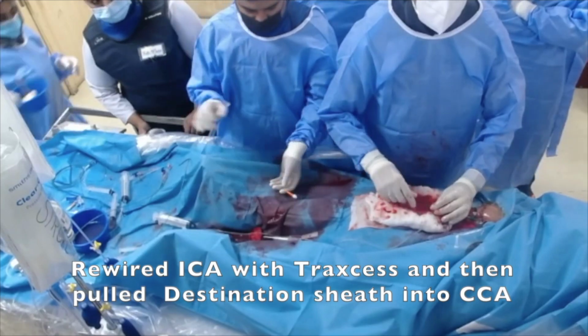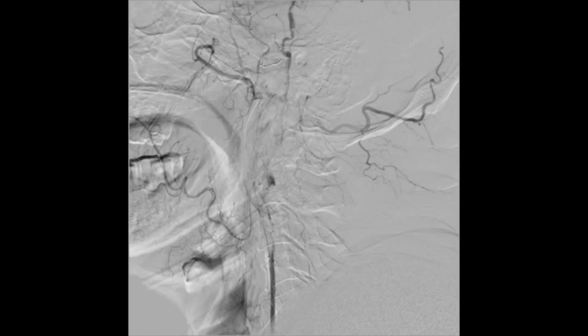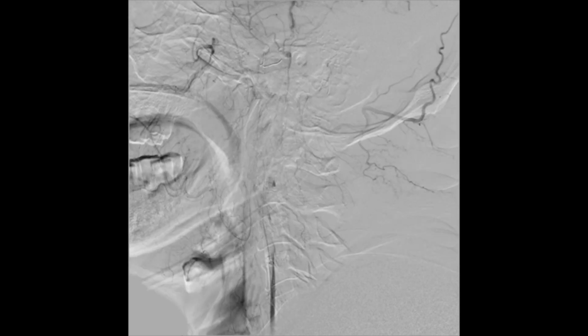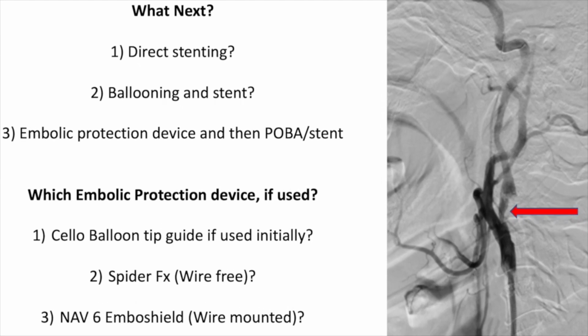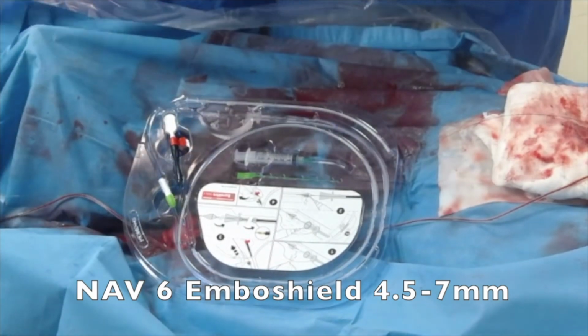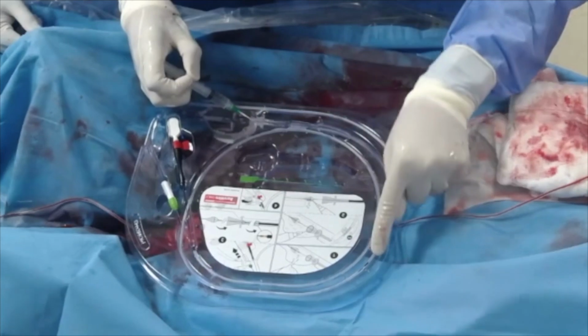So we rewired internal carotid artery with Traxxas so that we don't lose the access, and then we pulled our destination sheath into the common carotid, and then this is what the injection revealed. So there is a tight stenosis here. So what to do next? So my concern was that cerebral circulation is patent and I didn't want any more distal embolization from the carotids.